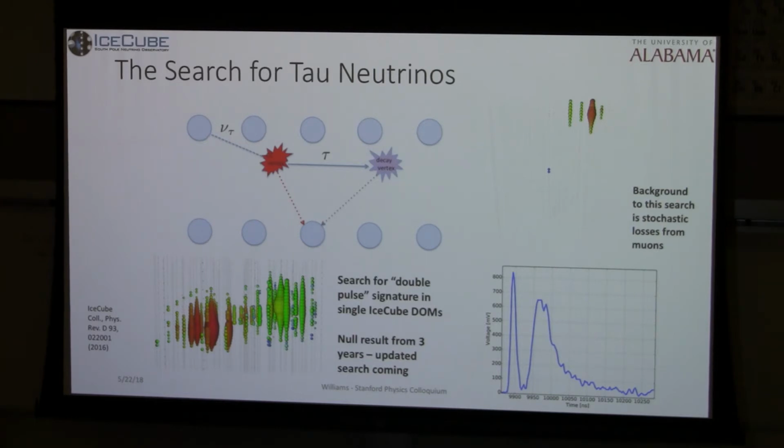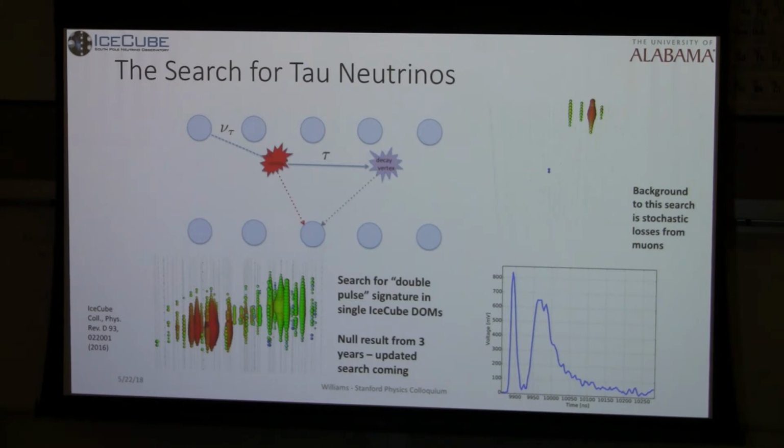And so the double bang signature, you have the initial charged current interaction, and then you have the decay of the tau. One search that we did in order to try and get away from this well-separated double cascade, which we'd have to be very lucky to see, is to look at individual IceCube sensors and make use of our waveforms, these very detailed signals that we get from the DOMs, and actually look for what we call a double pulse. So actually you can see 2 bumps from the 2 cascades in this picture, even if they just look like one cascade in the event view.